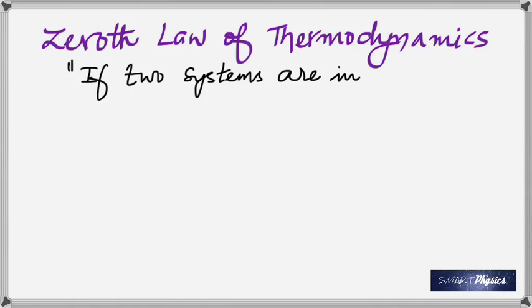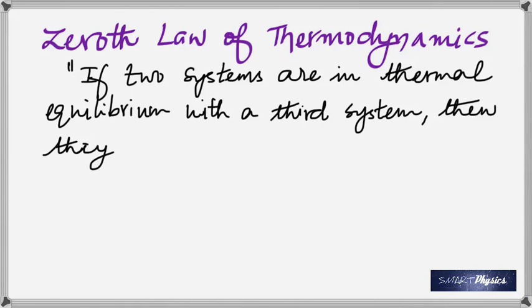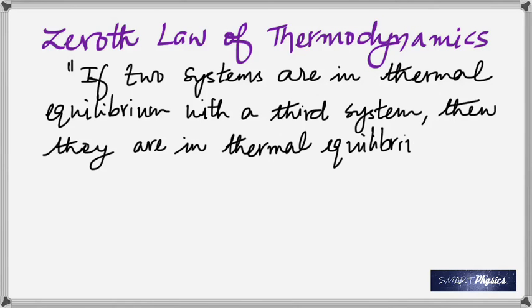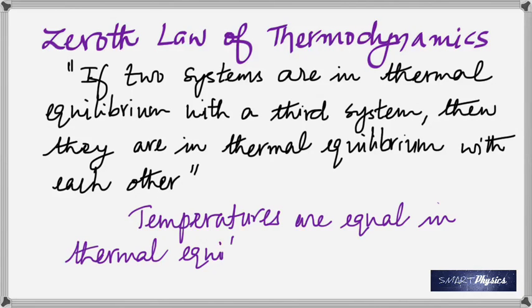That's clear, right? So it gives us an idea of what temperature is. So the statement is, if 2 systems are in thermal equilibrium with a third one, then they are in thermal equilibrium with each other. That is the zeroth law of thermodynamics. The significance is that the temperatures are equal. When you put down that word, that means the temperatures are equal. That's what it means.